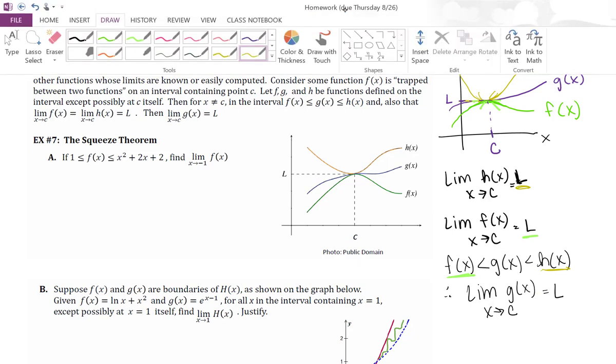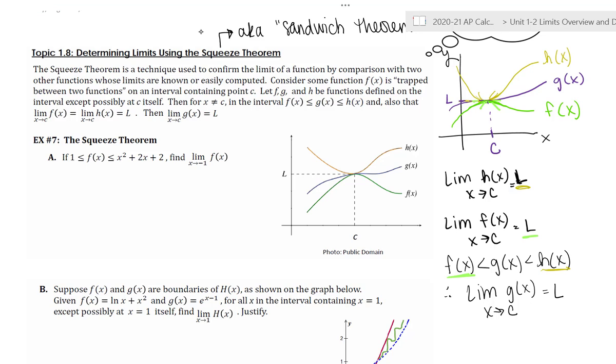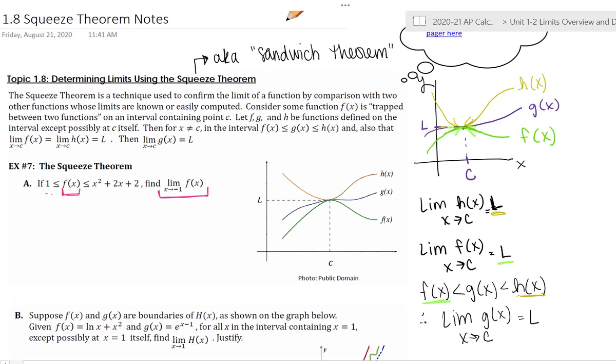Let's try it out on this first example using proper notation. We're given two things: f of x lies between 1 and x squared plus 2x plus 2. We want to find the limit as x approaches -1 of f of x. Let's start with our easiest function. The limit as x approaches -1 of the function 1 is going to equal 1.